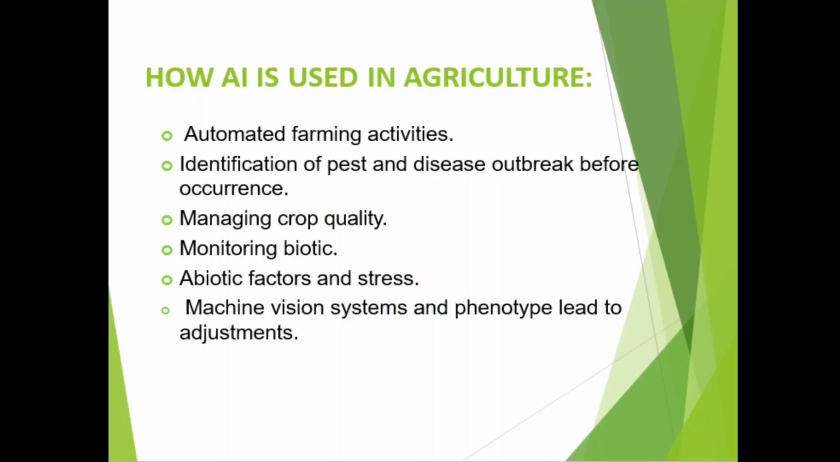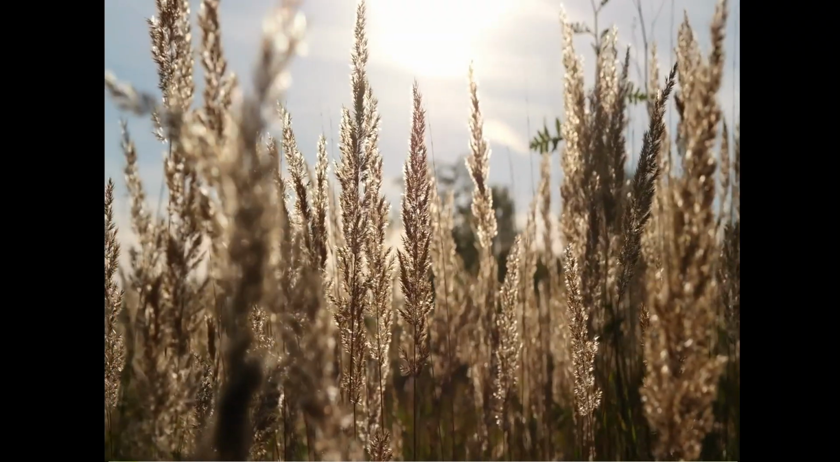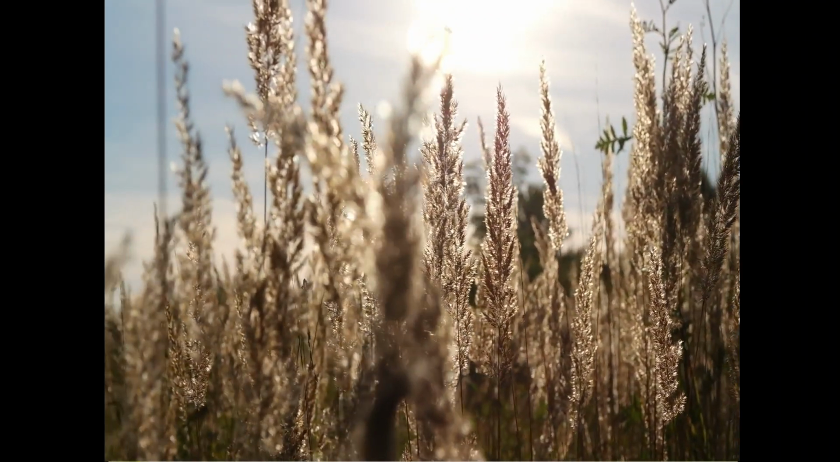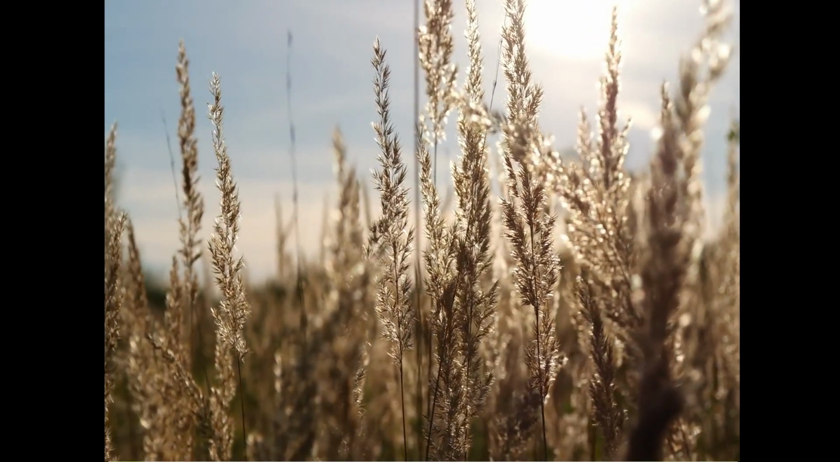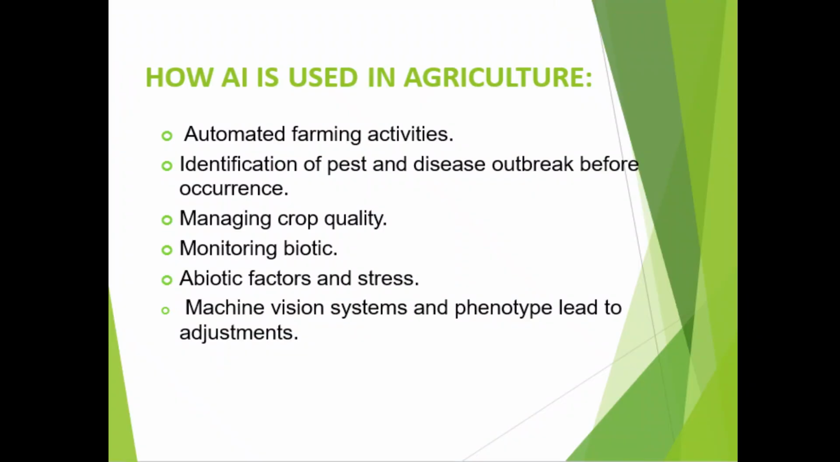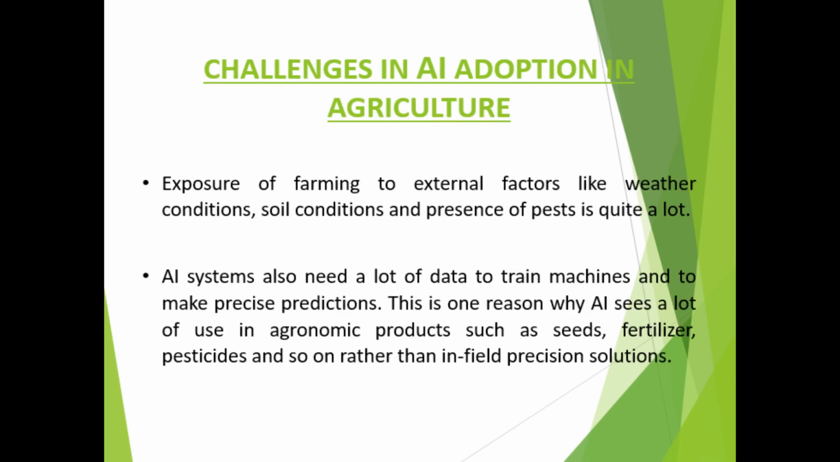Too much fertilizer can be harmful for crops too. AI will help to use the right quantities of fertilizers so the nutrients of the crop are preserved. As far as biotic resources go, pests and diseases are some of them. AI will identify pests and disease outbreaks before they occur and will notify the person in charge about the measures he has to take. Now we will discuss the challenges in AI adoption in agriculture.